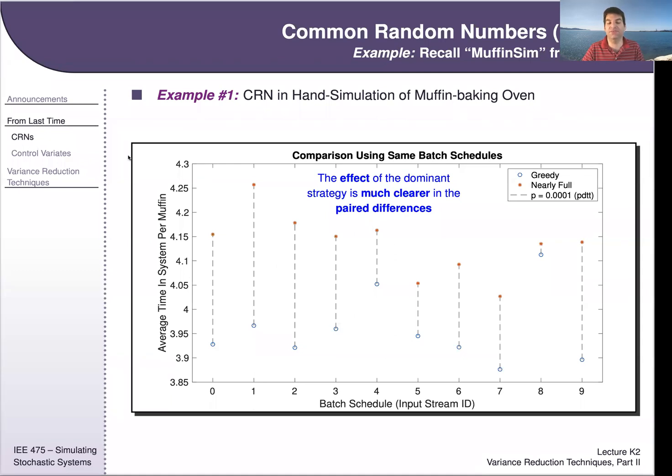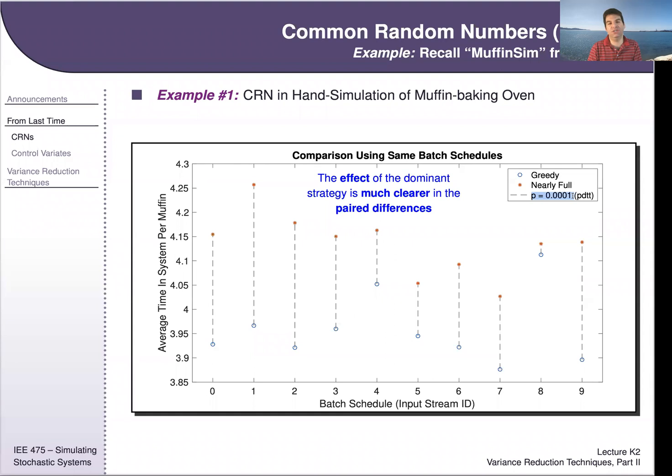I actually just plot the differences and compare them to 0. And this is what this p-value up here is. All of these 10 differences, if I put them into a one sample t-test with the hypothesis of 0 as my hypothetical difference, will be statistically different from that hypothesis. The confidence interval of these differences is going to be strictly positive or negative, depending on which one you put first, greedy or nearly full.